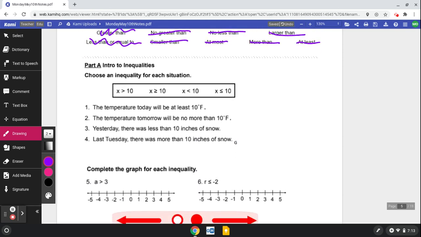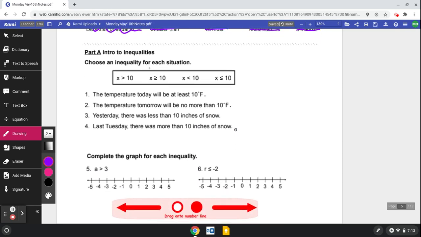The next part is choose an inequality for each situation. We have x is greater than 10, x is greater than or equal to 10, x is less than 10, x is less than or equal to 10. The temperature today will be at least 10 degrees. So that means x is greater than or equal to 10. It's going to be 10 degrees and bigger, and the temperature is going to keep increasing.